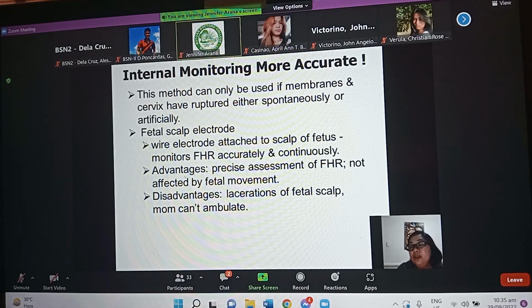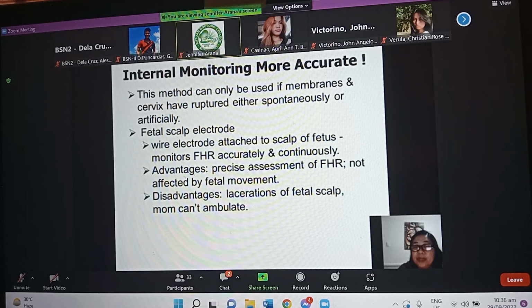So again, internal monitoring is more accurate. This method can only be used if membranes and cervix have ruptured, either spontaneously or artificially. Alang ano, saan pagsulod ana niyang internal nga mga device kung closed pa ang cervix. Okay. So the fetal scalp electrode is a wire electrode attached to the scalp of the fetus to monitor the fetal heart rate accurately and continuously.